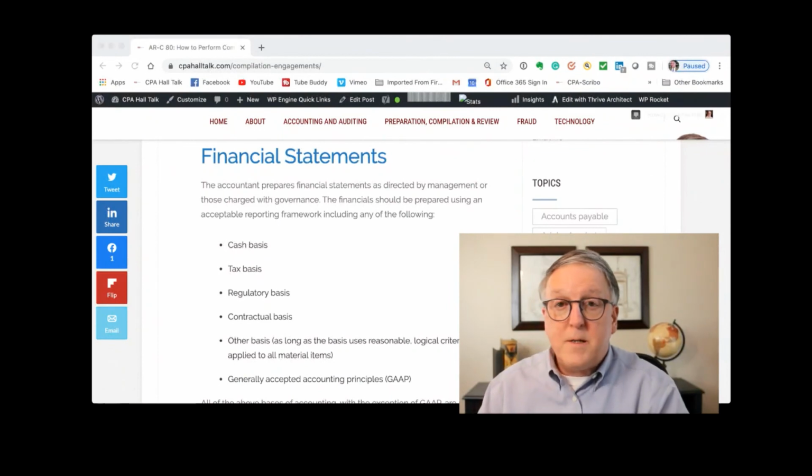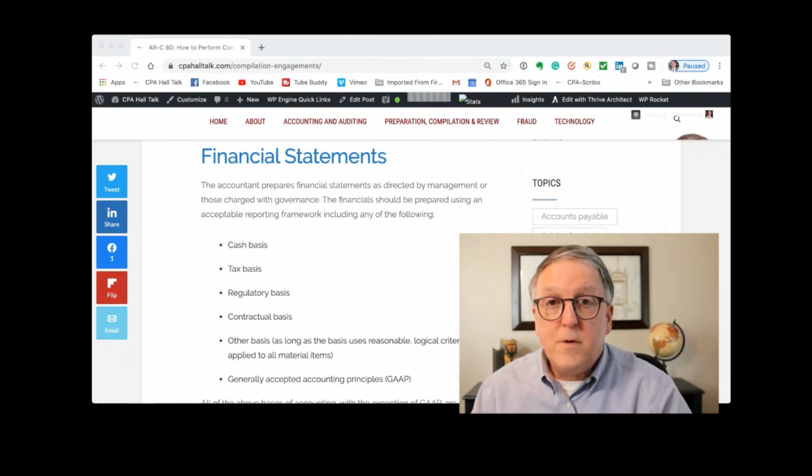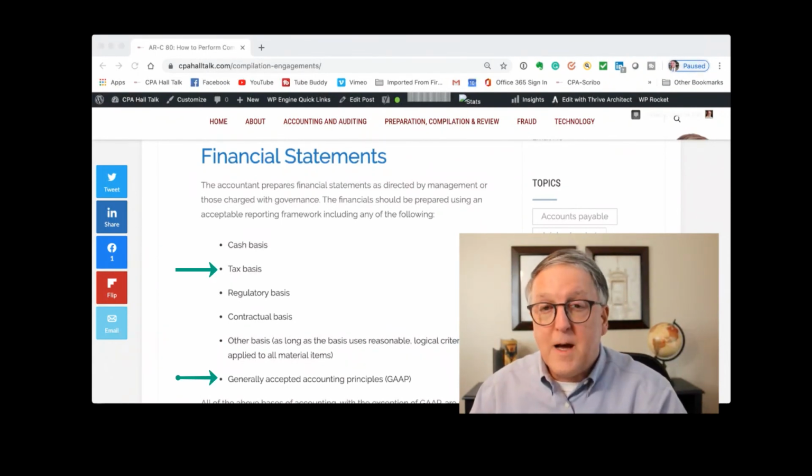So what basis of accounting should you use in a compilation? Well, that really depends on the needs of your client. Most people would follow generally accepted accounting principles, GAAP, or the tax basis of accounting. But you can see other options are available, such as the cash basis, the regulatory basis, and the contractual basis.